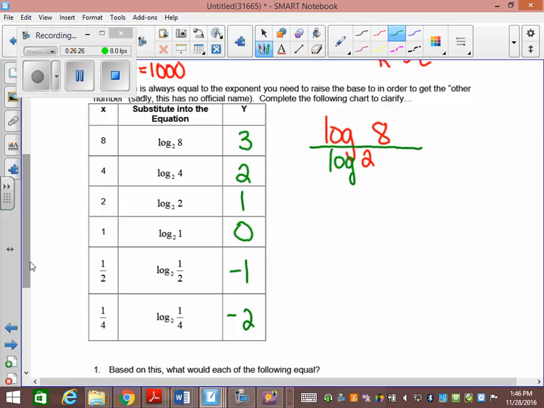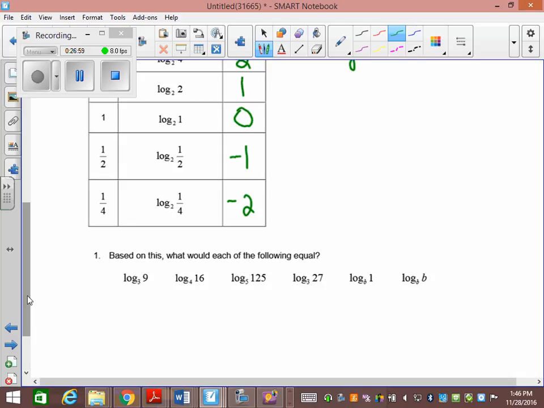Now, you don't actually have to punch those in your calculator. What you can do is you can do this with logs. You can always punch them into your calculator if you want, if you're stuck. But if it's in just a basic log like this, you could say 2 to what exponent is 8? 3. 2 to what exponent is 4? 2. 2 to what exponent is 1? 0. 2 to what exponent is a half? -1. 2 to what exponent is a quarter? -2.